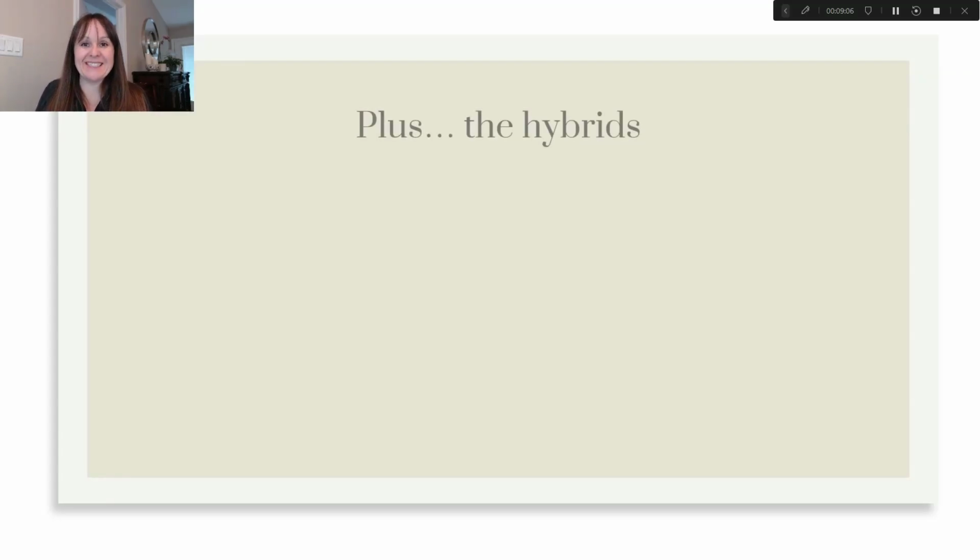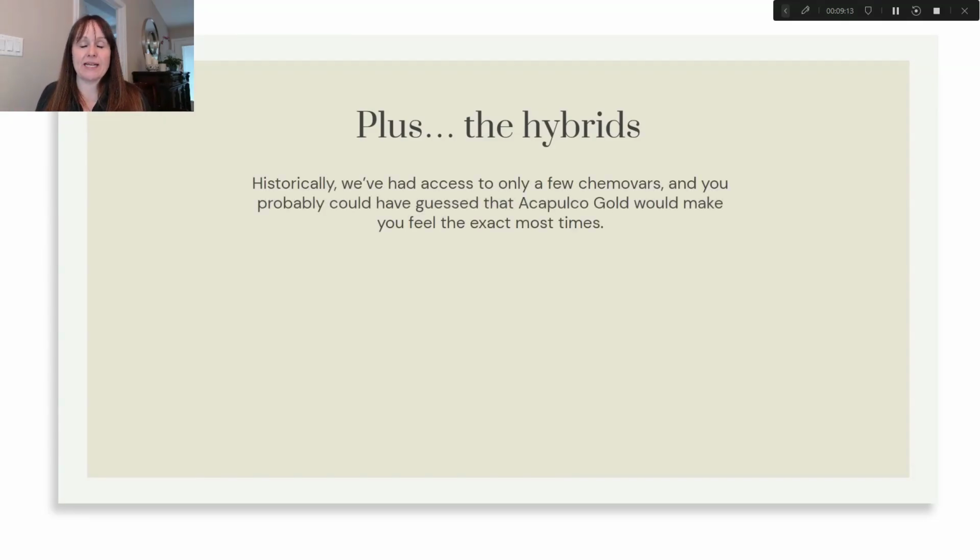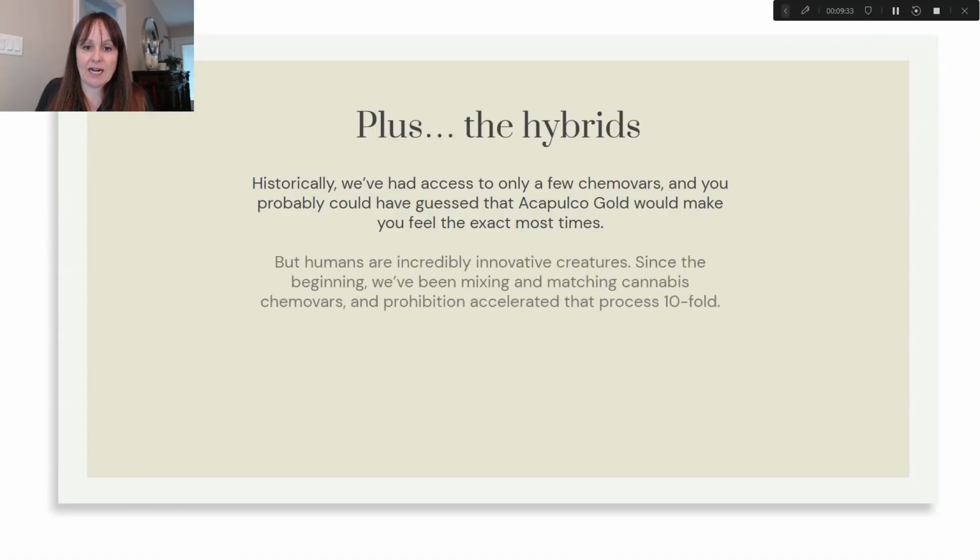And one of the reasons that this naming thing doesn't work is because of the issue of hybrids. The vast majority of plants that you find on the market right now are actually hybrids. 30, 40, 60 years ago, we would have had access to just a few different types of cannabis that was imported from different places in the world. And maybe you could have predicted that if you got Acapulco Gold, it would make you feel the same way every time. But we are incredibly inventive creatures as humans, and we have been breeding and playing around with this plant for quite a long time.